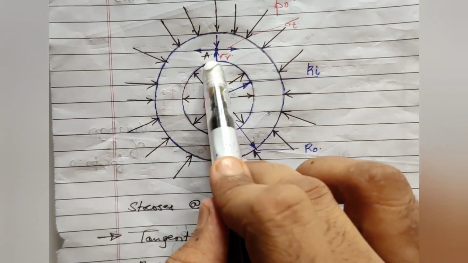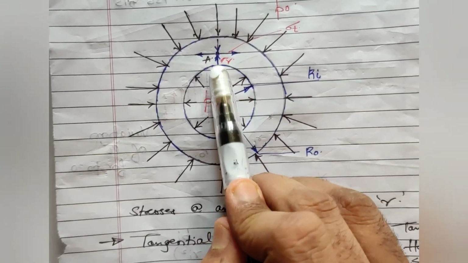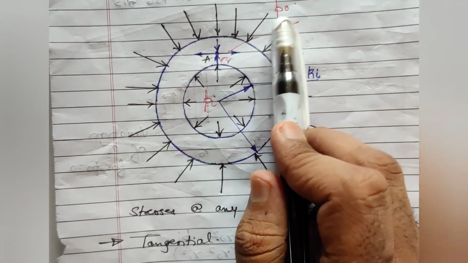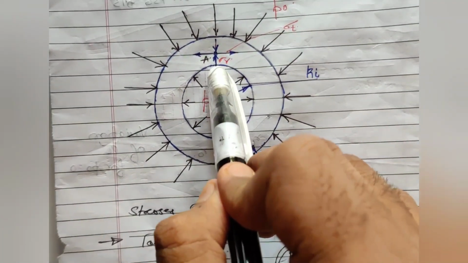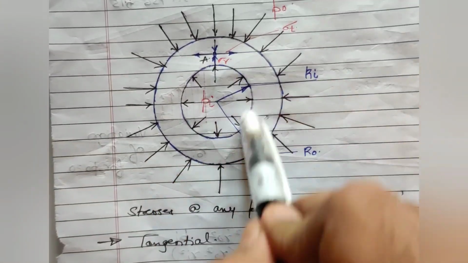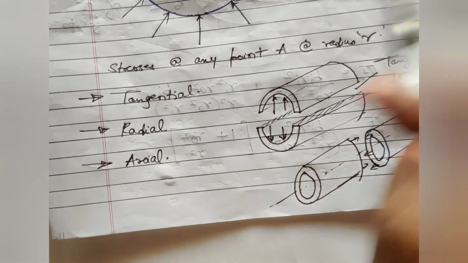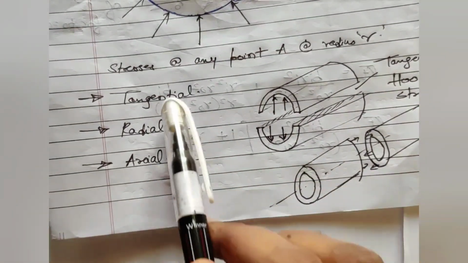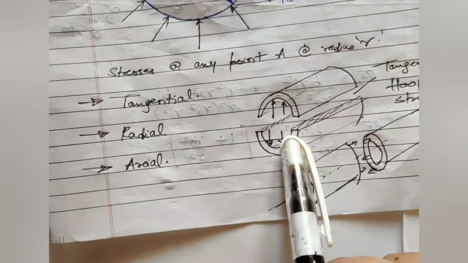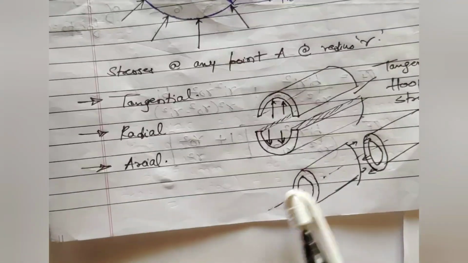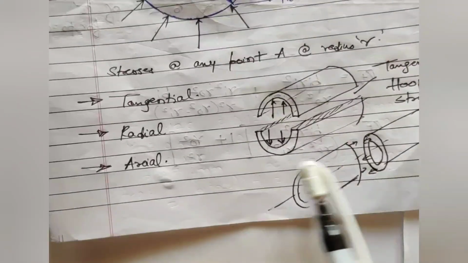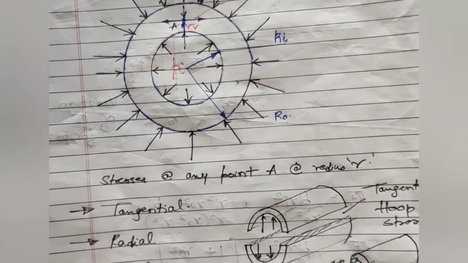Now last one is the radial stress, which will be the compressive force or the compressive stresses which are acting at this point and this point. So radial stress will be the compressive stress due to this pressure acting on the edges of the cylinder. So there will be three stresses: tangential, radial and axial. Tangential will try to split apart radially, axial will try to split apart along the length direction, and radial will introduce a compressive force or a compressive stress.